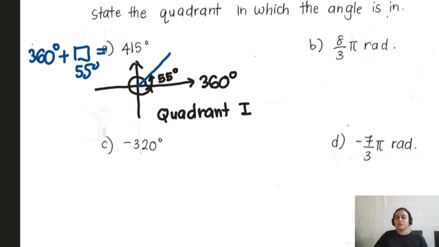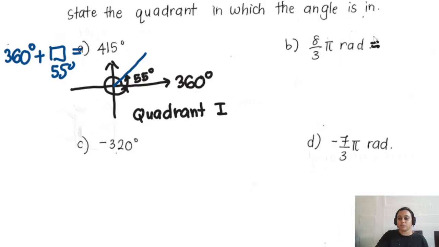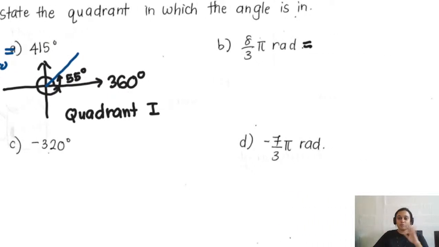8/3 pi. Okay, pi, what you do? You change this to normal sudut first. Tukarkan kepada sudut biasa dulu. Okay, 8/3 we darab with 180, because pi ialah 180. Pi is 180, we change first. So we will get 480 degrees.